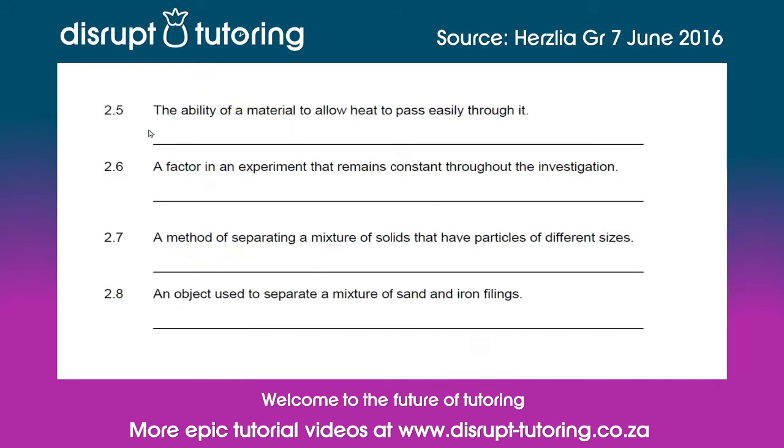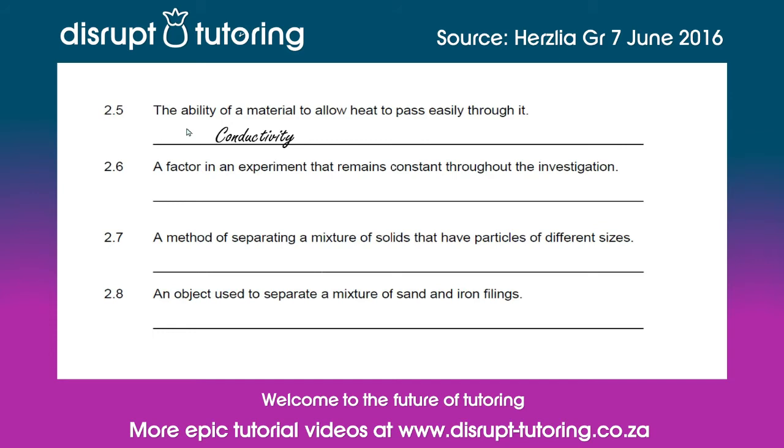Okay, let's have a look at 2.5 to 2.8. The ability of material to allow heat to pass easily through it is called conductivity, because when heat is passing through a material, the material is said to be conductive, or it conducts the heat. So the quality is called conductivity.